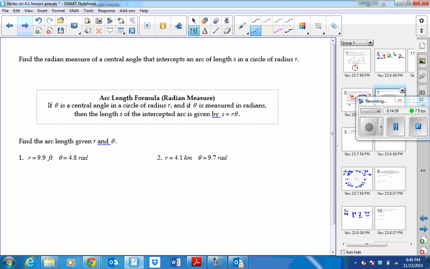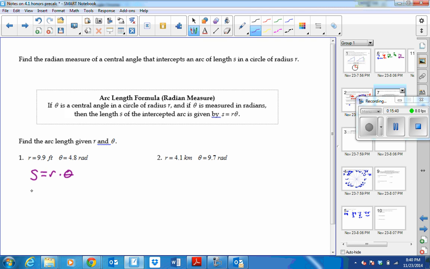So now find the radian measure of a central angle that intercepts an arc length S in a circle of radius r. So arc length formula for radian measure: if theta is a central angle in a circle of radius r, and if theta is measured in radians, then the length S of the intercepted arc is given by S equals the radius times theta. And so these are pretty straightforward. It's just going to be hard to differentiate between this formula and the next one. They're a little bit difficult to remember because it's easy to get the pieces and parts mixed up. So we just have the arc length equals the radius times theta.